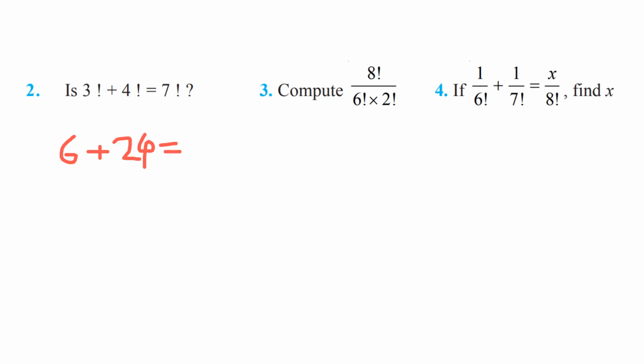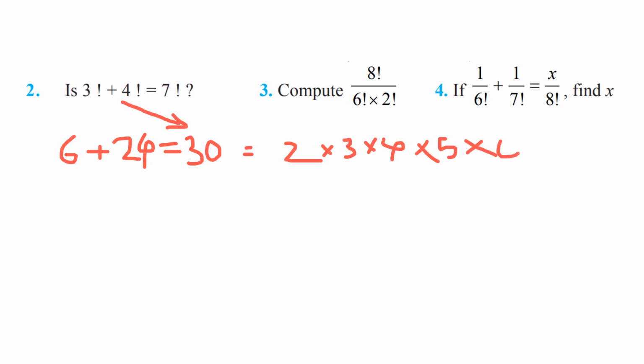So we have 30 on the left side, and 7 factorial is a bigger number because we multiply 5 into 6. If we multiply 5 and 6 we get 30. Then we have 2, 3, 4, 5, 6 and 7 in 7 factorial. This is 30, so this is a larger number, so they are not equal.